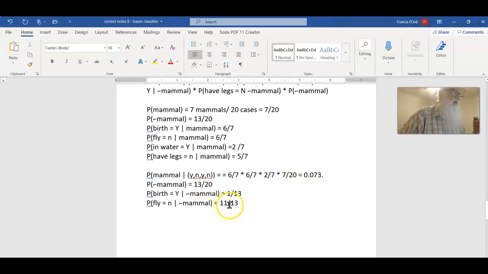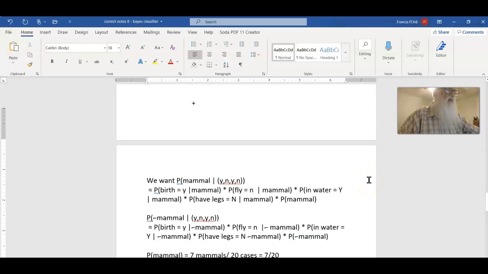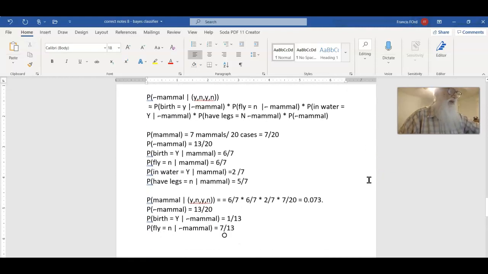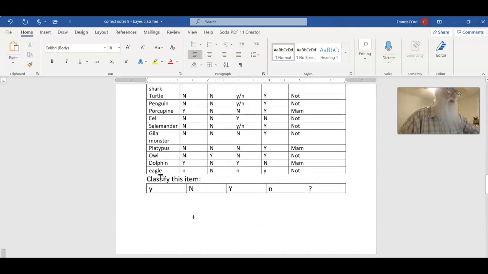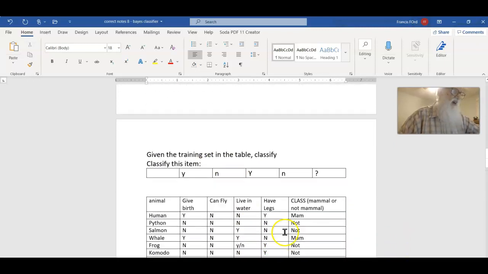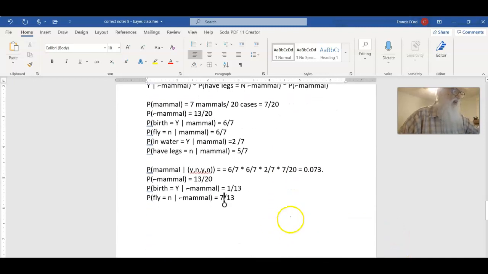Y equals no. No, it's 7/13ths. I think I got that right, but let's make sure. Y equals no for not mammal. So this is the, oh, it was live water, pardon me. That was live water.